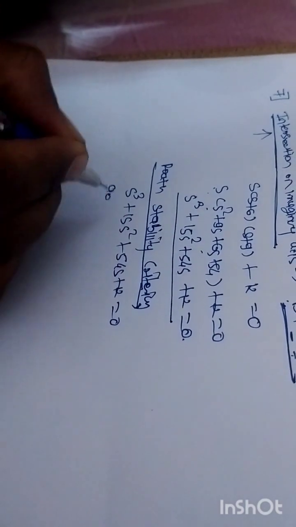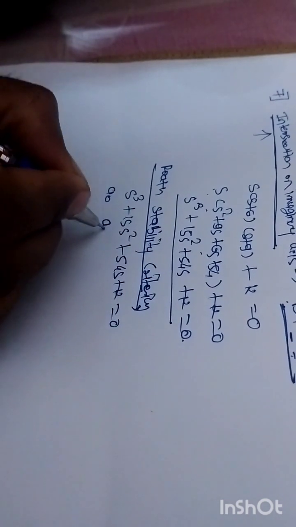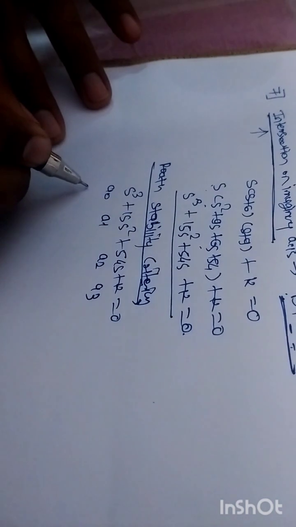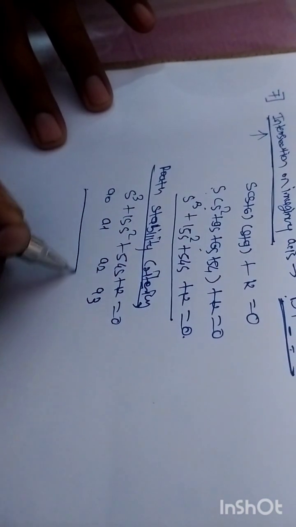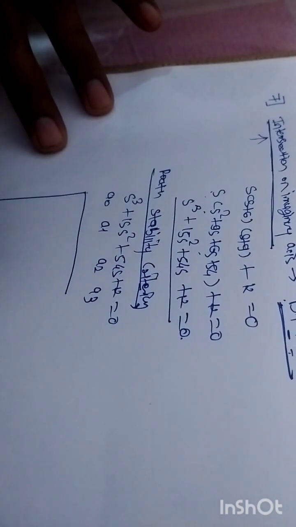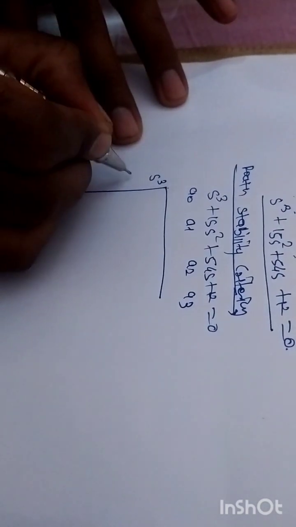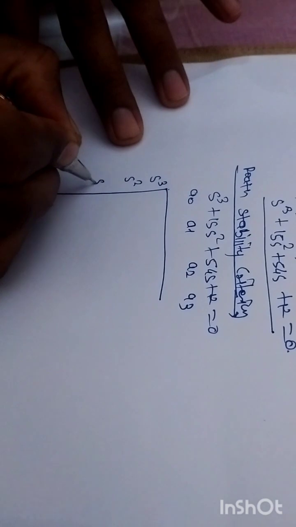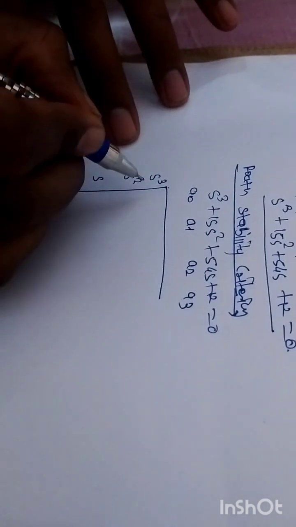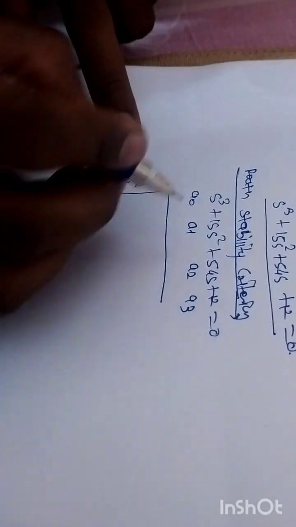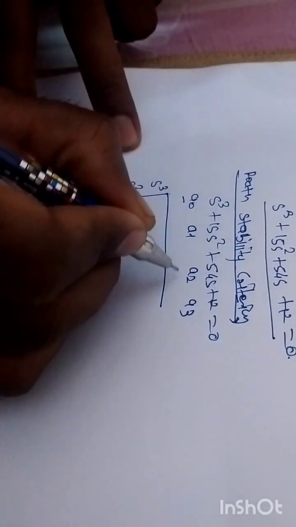So the first element a0 will be 1, this will be a1, this will be a2, and this will be a3. Immediately after that, we need to generate the Routh array in which the highest degree of s is s raised to 3, then in descending order s raised to 2, s raised to 1, and s raised to 0. In the first row we need to consider all the even elements, that is a0, a2.